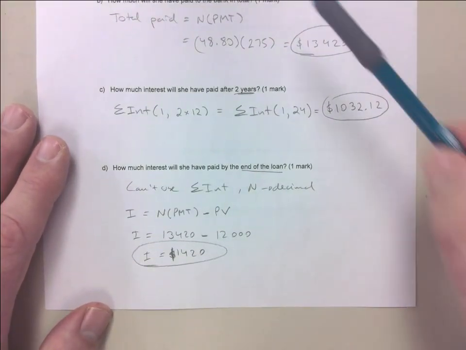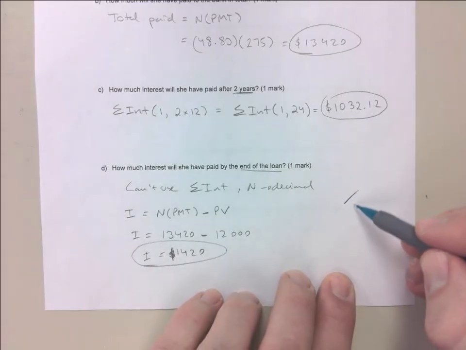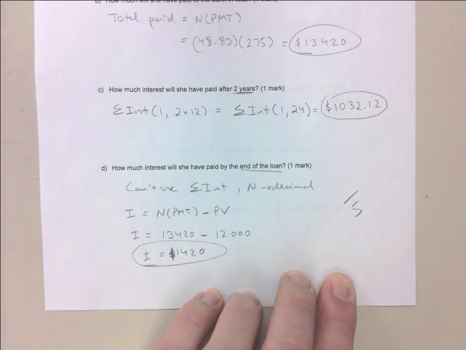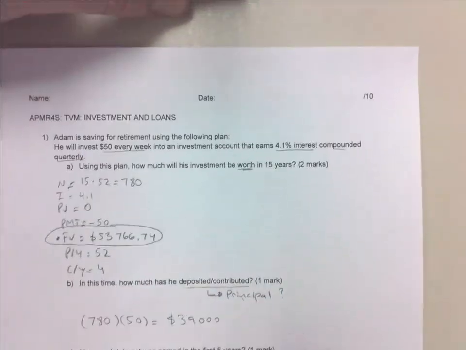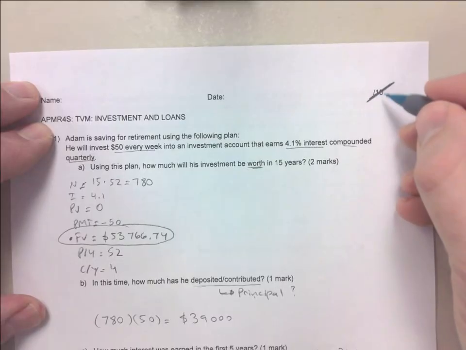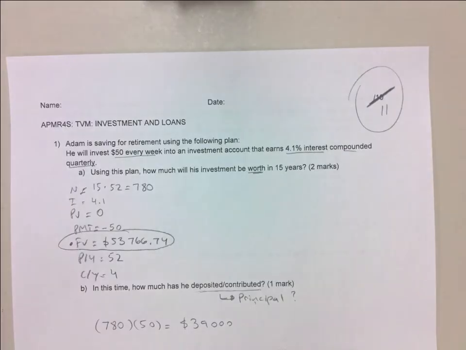So we have 2, 3, 4, 5 for this back page. 5. So 6 and 5 makes this out of 11. So write down a mark out of 11. Okay, I'm going to stop here.